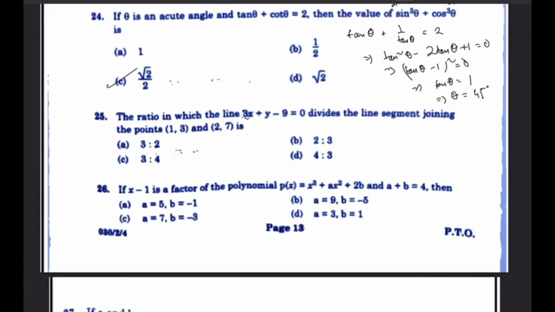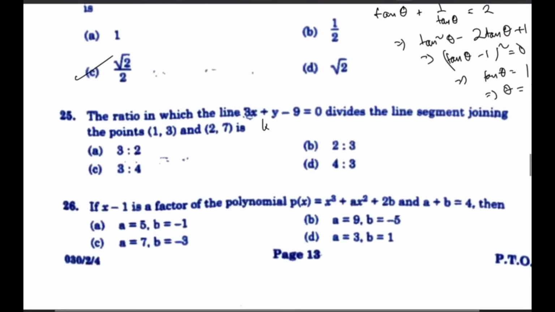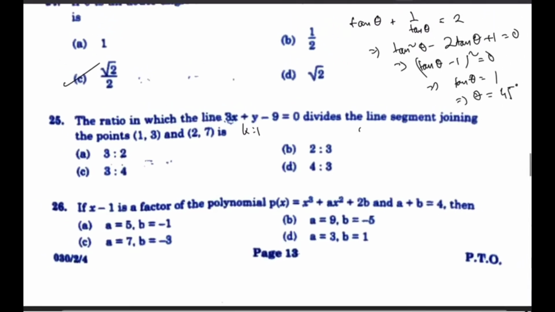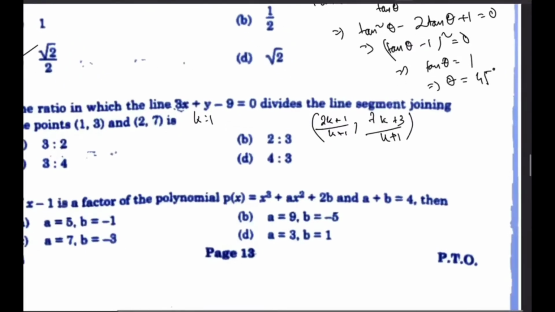Ratio in which this line divides the line segment joining. Okay, let this ratio be k is to 1. Now what will be the coordinates of any point that divides it in the ratio k is to 1? It will be (2k plus 1) divided by (k plus 1), comma (7k plus 3) divided by (k plus 1), and now we want this point to lie on the line 3x plus y equal to 9. Okay, let's go ahead.